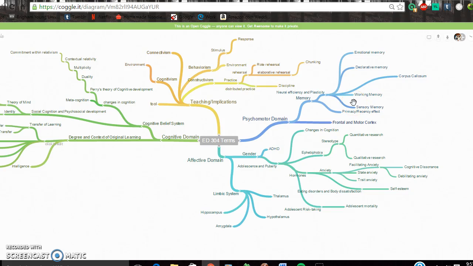Alrighty, let's try this one more time. So this is my ED304 concept map diagram of all the terms that we've gone over. I only have 15 minutes. I'm going to try to get through as many of them as I can.